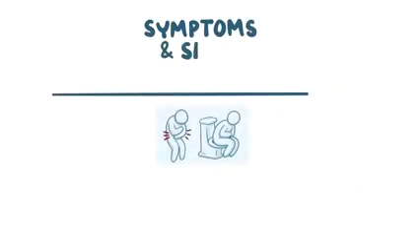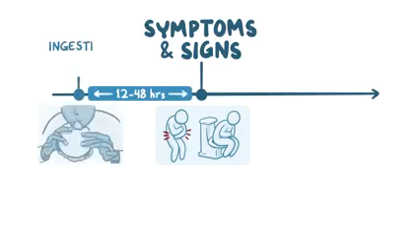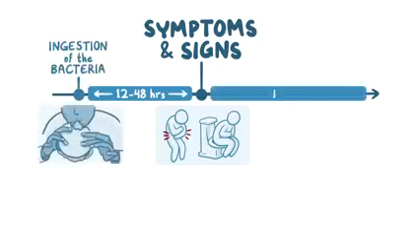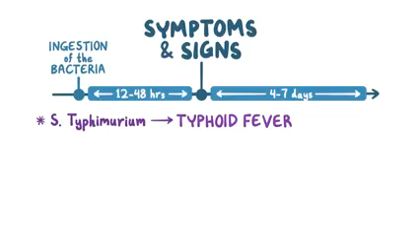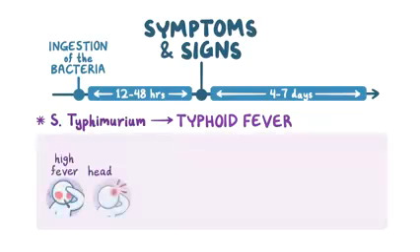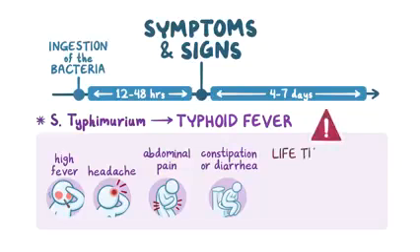These symptoms and signs usually arise in humans between 12 and 48 hours after ingestion of the bacteria and typically last for 4 to 7 days. The Salmonella typhi serotype can cause typhoid fever, which is characterized by similar symptoms including high fever, headache, abdominal pain, and either constipation or diarrhea. Unlike most other salmonella infections, typhoid fever can be life-threatening and often requires antibiotic treatment.